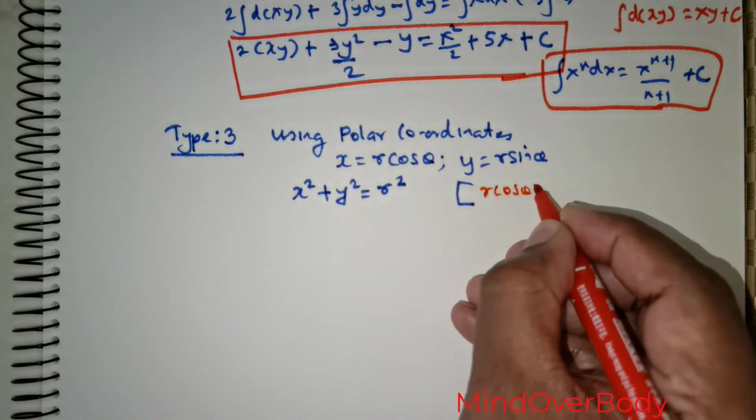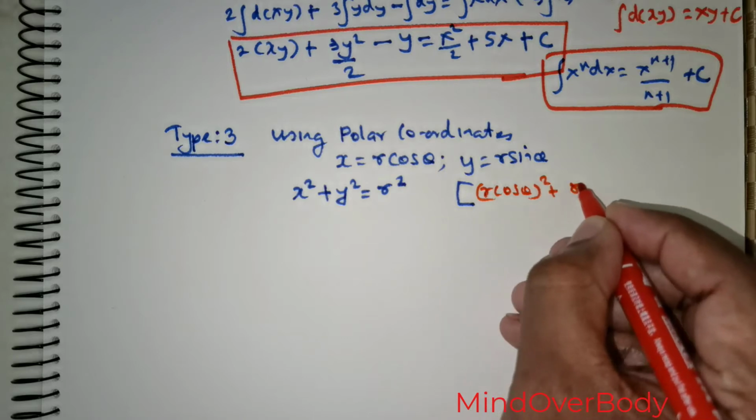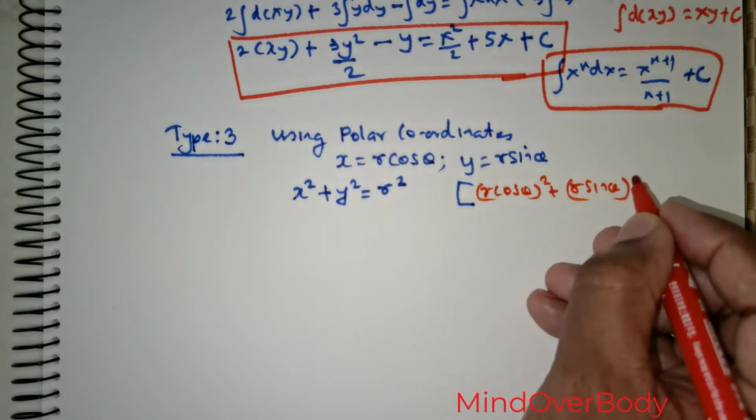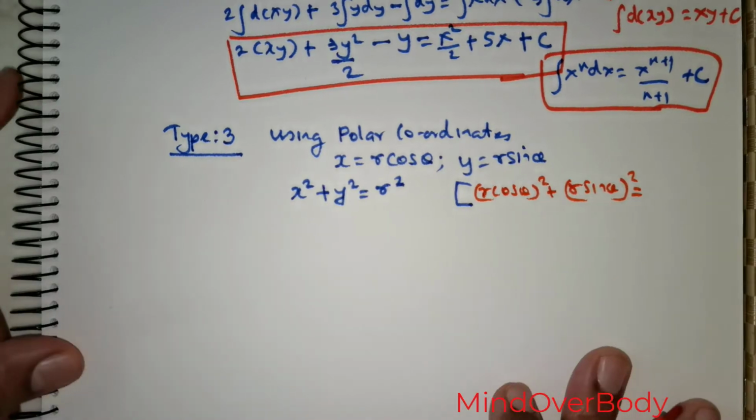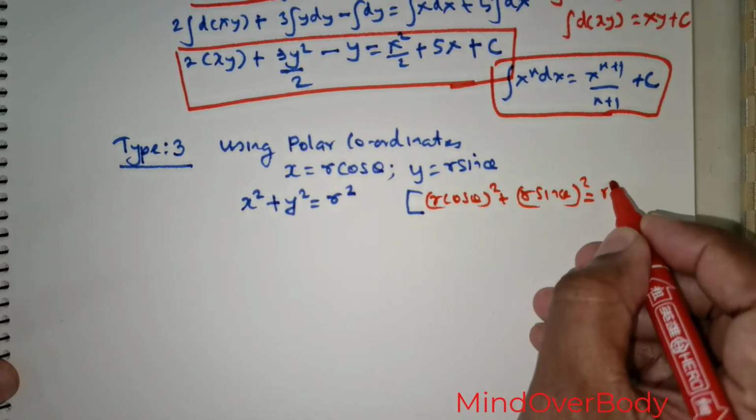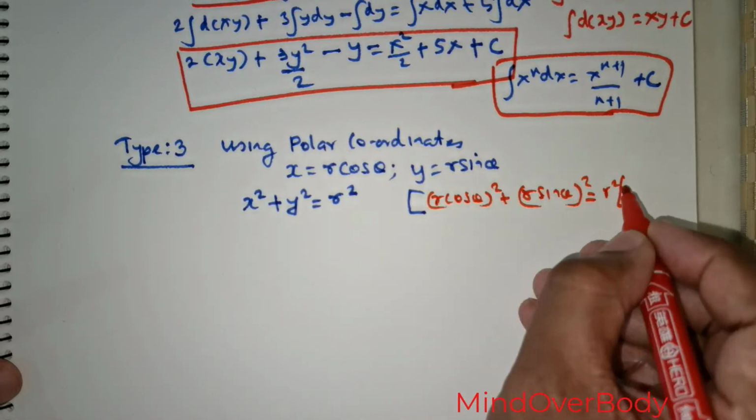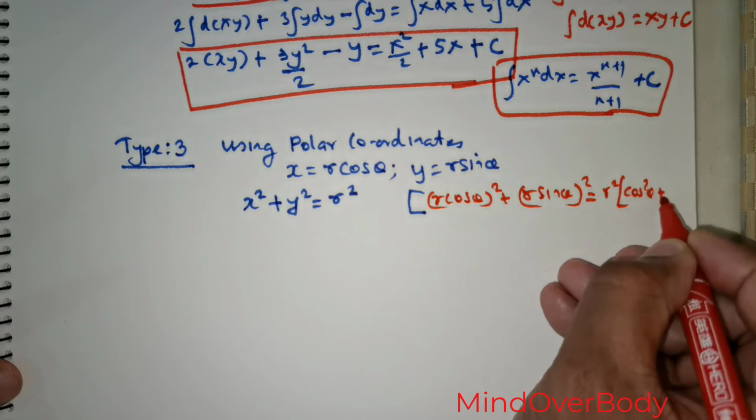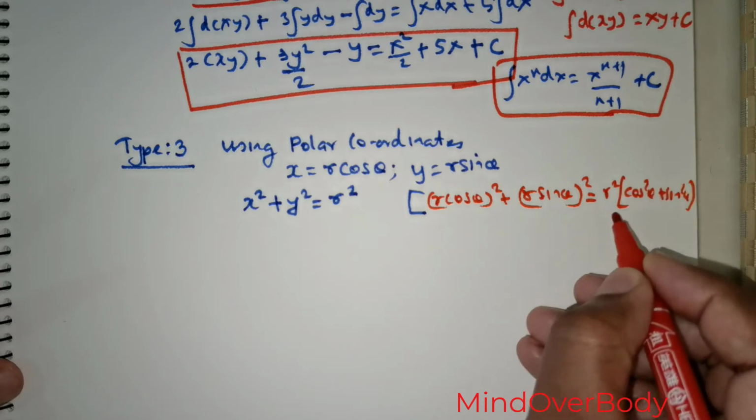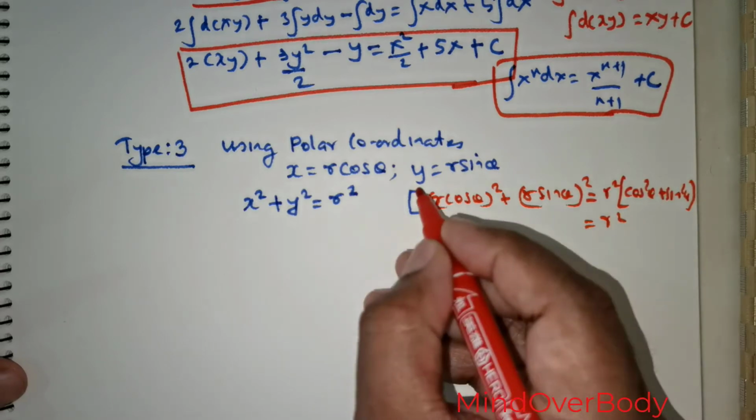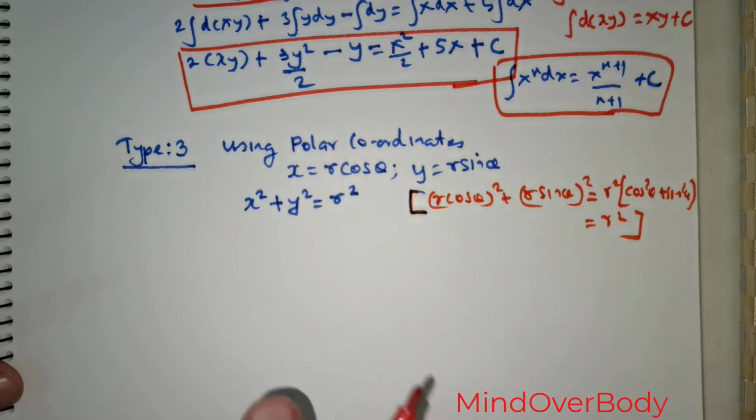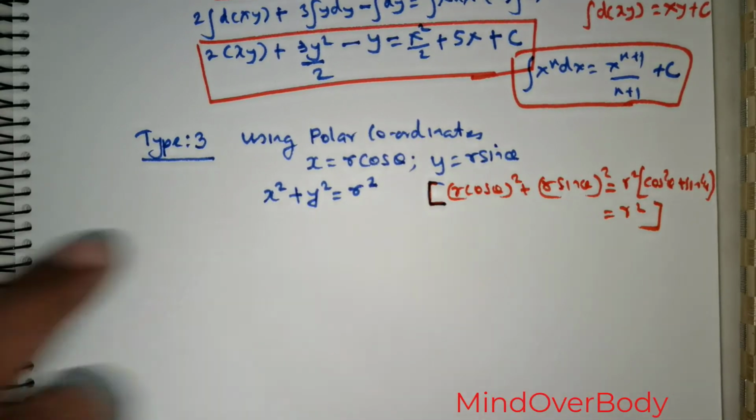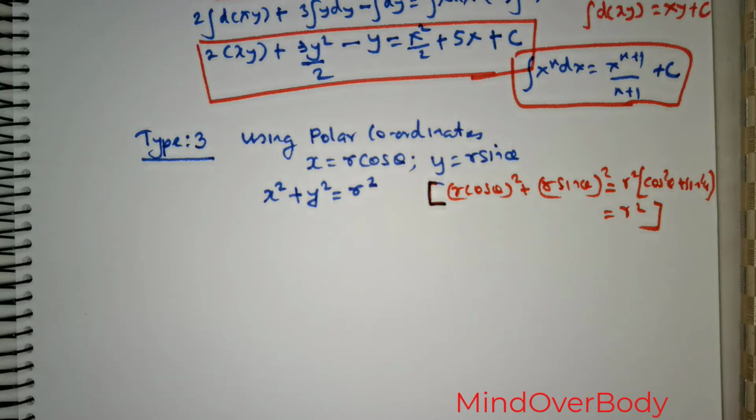R times cos theta raised to the power of 2 plus r times sin theta raised to the power of 2, which is rewritten as r squared times (cos squared theta plus sin squared theta), which is equal to 1, and so I get r squared. So this is just for your understanding. So clearly we know that x squared plus y squared is equal to r squared.